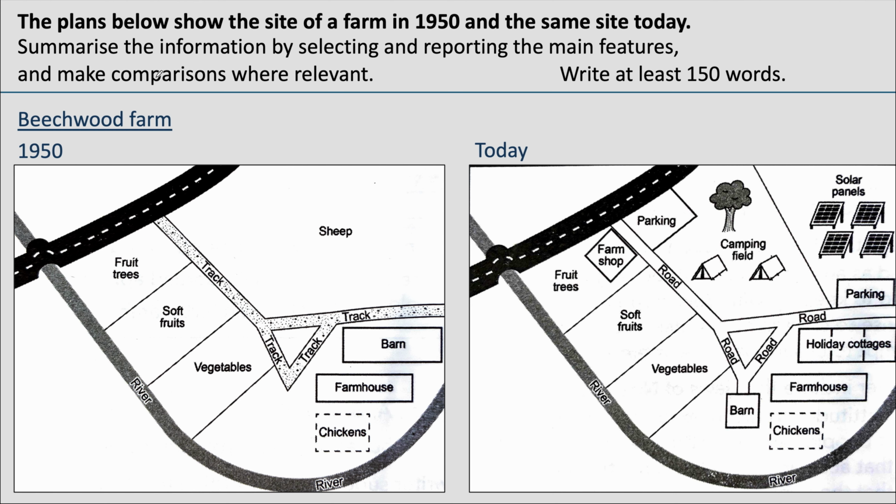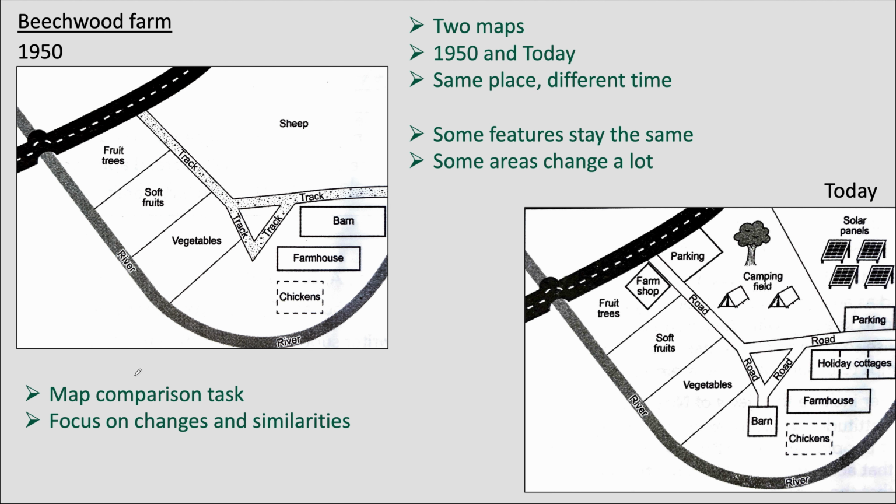The question clearly says, summarize the main features and make comparisons where relevant. So this is a comparison task. This tells us 2 things. We should not describe every small detail, and we should compare the 2 maps, not describe them separately. We are not explaining reasons, we are not giving opinions. We are only reporting what we can see.